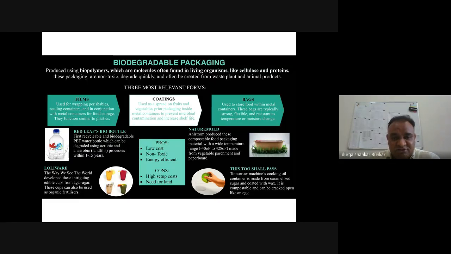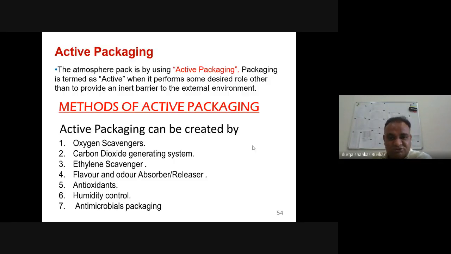And biodegradable packaging is also a new concept, with three forms: the film, the coating, and the bags. There are some examples, such as Lolliware, which is a type of container, and Nature Mold, which is basically used for fresh produce.